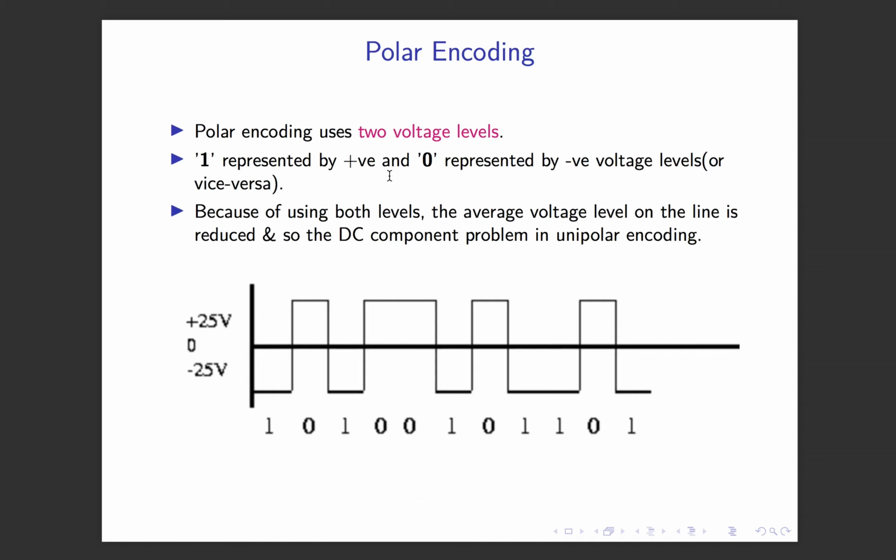So what is polar encoding? In polar encoding, we are using two voltage levels, rather two symmetric voltage levels on both sides of the zero line. You can see from this diagram, here is a plus 25 volt and there is a minus 25 volt. Because of using both voltage levels, we can reduce the baseline wandering, and we also reduce the DC component problem which we have faced in the unipolar encoding scheme.